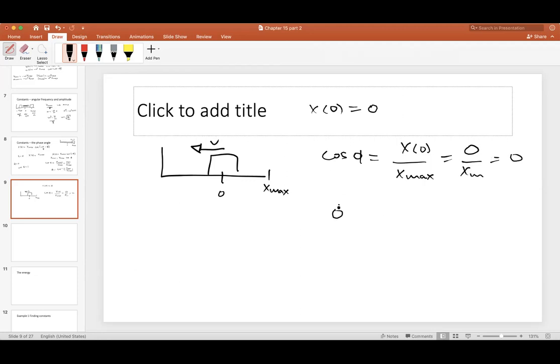Well, phi could be pi halves, or 3 pi halves, or negative pi halves. So it's n plus 1 over 2 times pi, for all values of n that are integers, including 0.